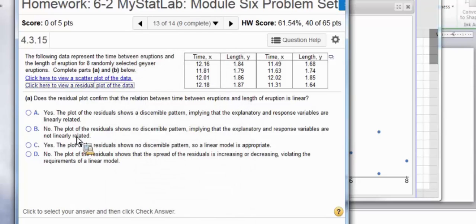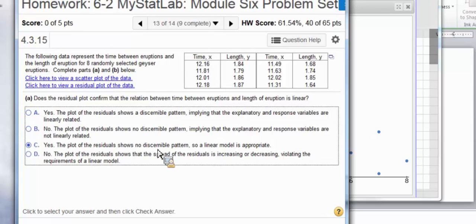So I would say the plot of the residuals shows no pattern. If it shows no pattern, that's the Cheerios plot. The model is fine.